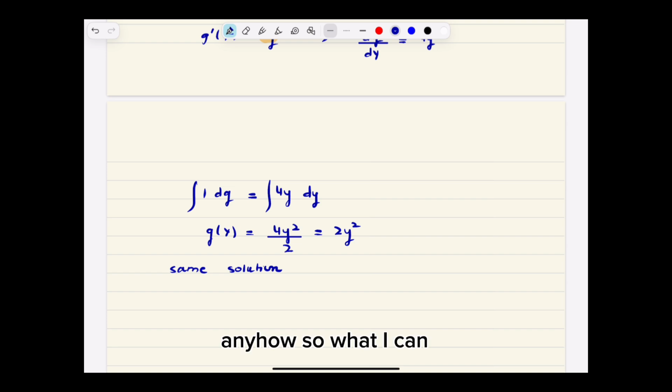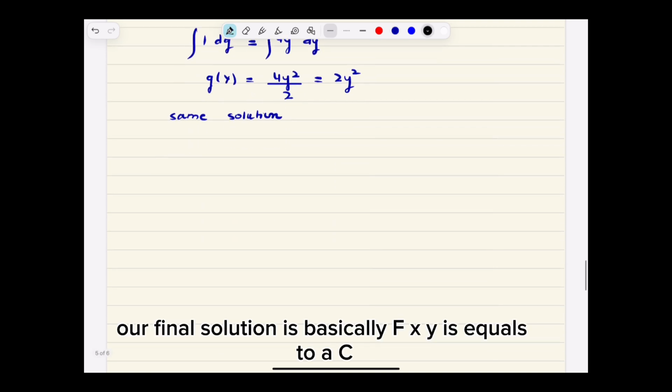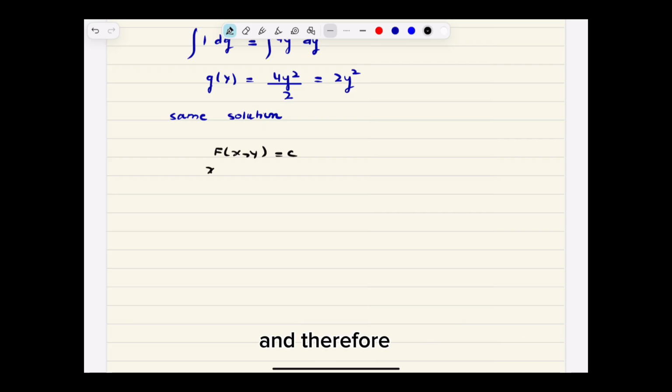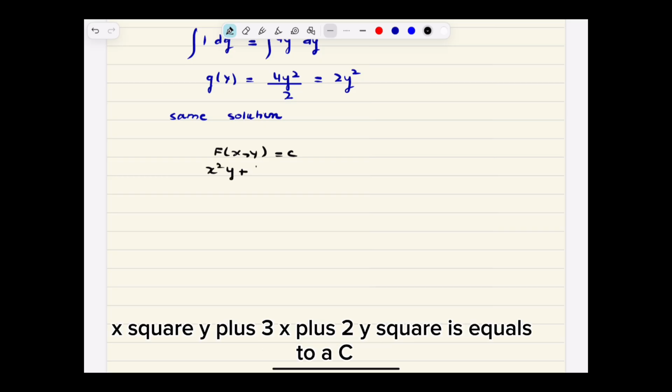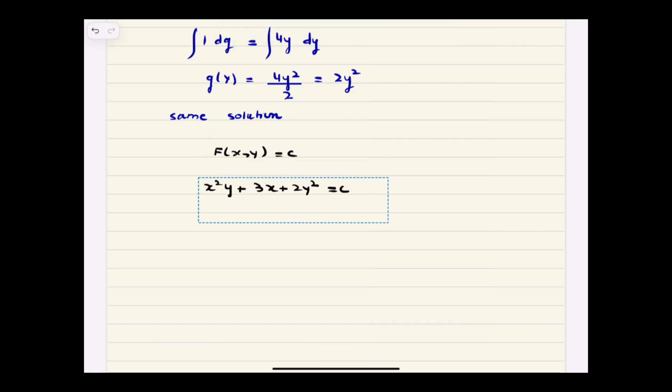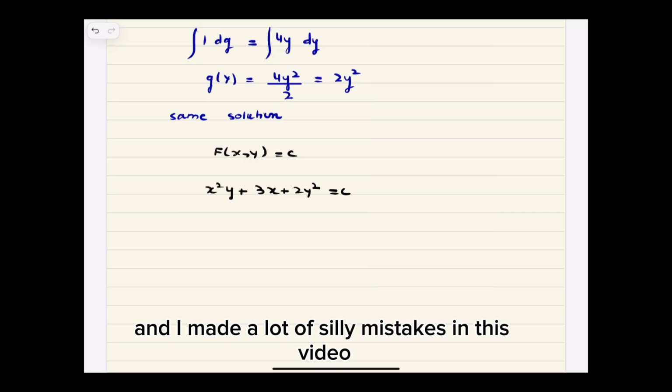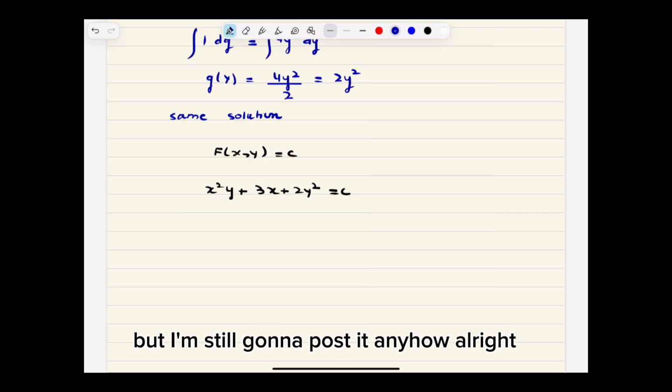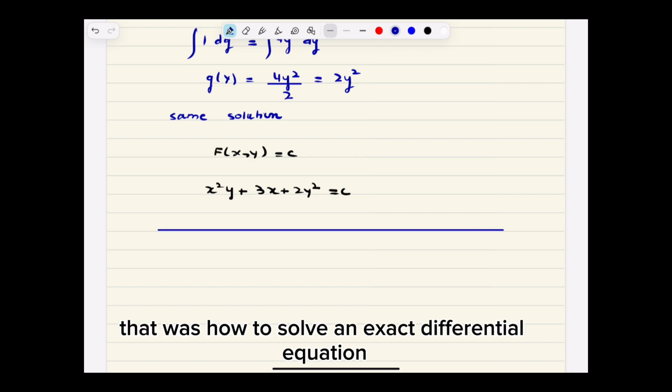Anyhow, so our final solution is basically f(x, y) is equal to c, and therefore x squared y plus 3x plus 2y squared is equal to c. And I made a lot of silly mistakes in this video, but I'm still going to post it. Anyhow, all right. So that was how to solve an exact differential equation.